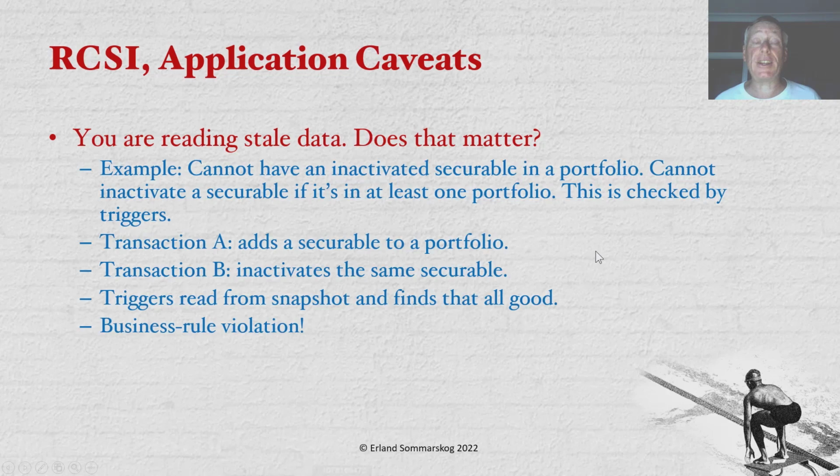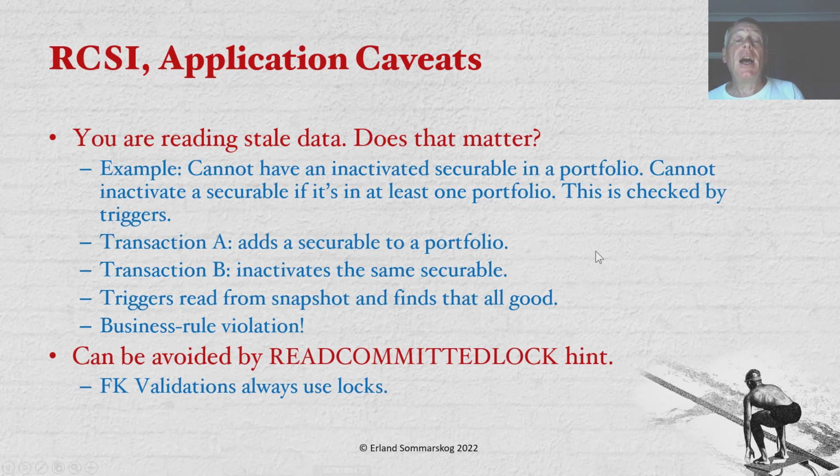Now, there is a workaround for this. You can apply the read committed lock hint to say, no, for this read, I want to have locks. But you need to do it for every table because there is no set transaction isolation level command for this. And in case you wonder, SQL Server will always validate foreign keys by using locks. So I can't say whether this matters to you or not. Now, for the system I talked about, it was a no-brainer. I just couldn't see any reason why we could have these issues.